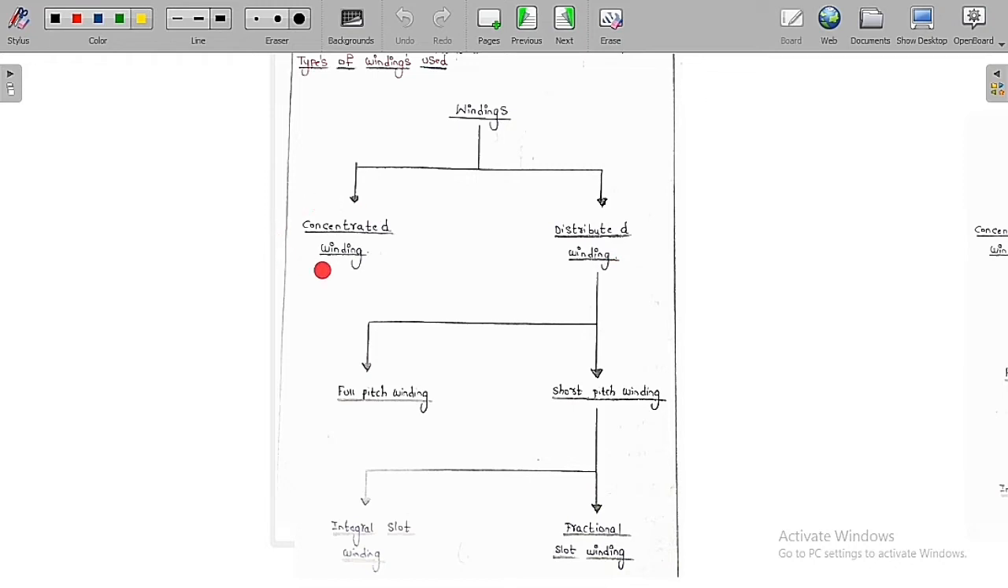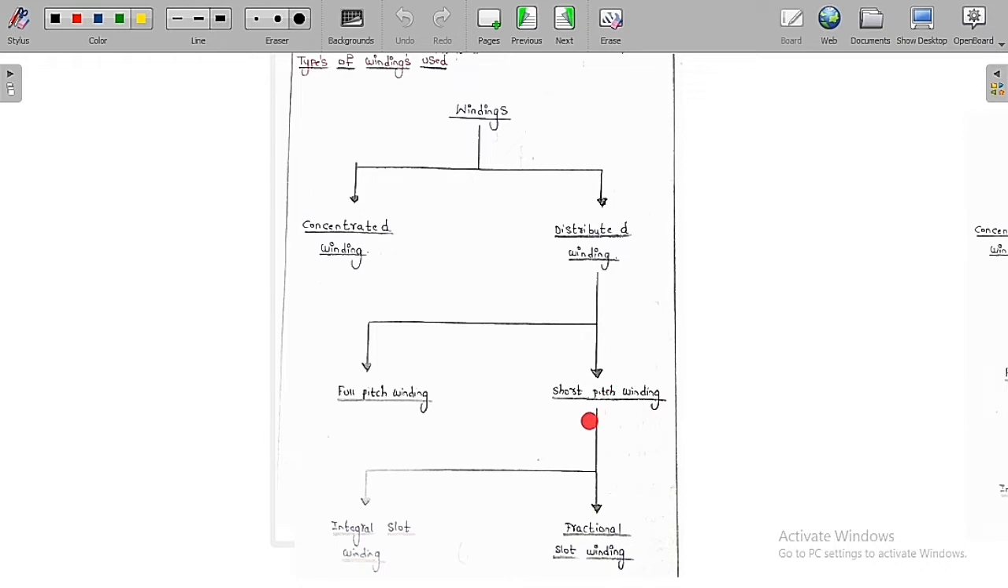Concentrated winding is always used in the transformer, whereas distributed winding is used in DC machines, induction machines and synchronous machines. Listen carefully: distributed winding is again classified into two types. One is called the full pitch winding and the other is the short pitch winding.